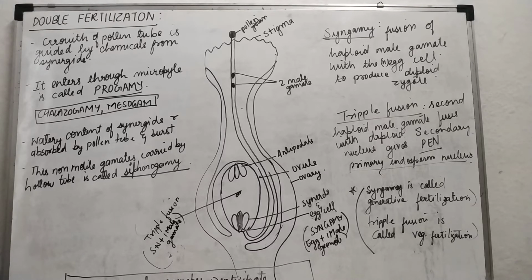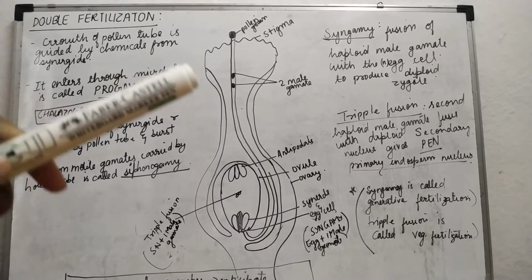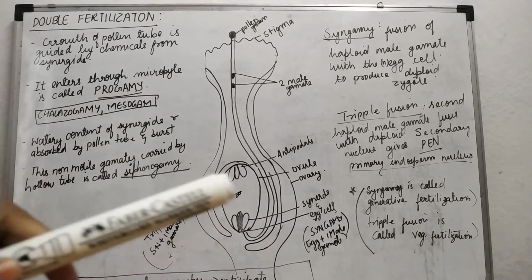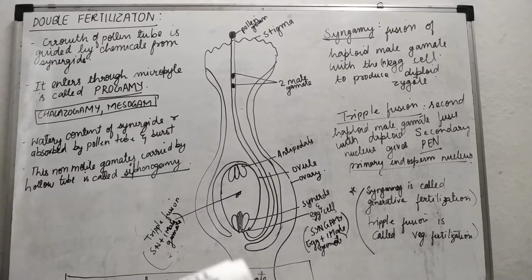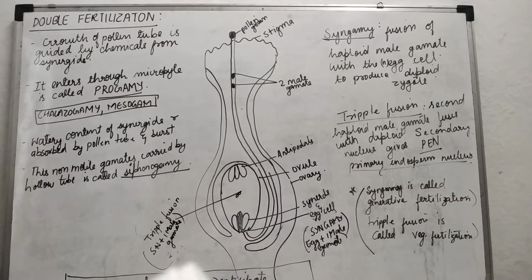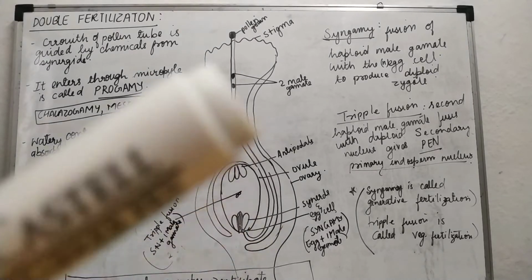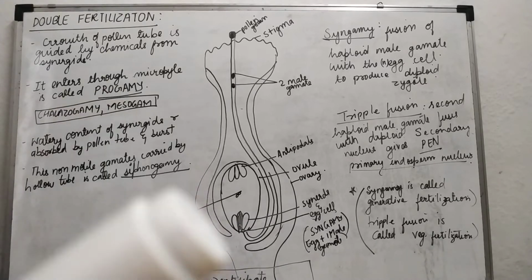Now one more important thing to remember is that syngamy is generative fertilization. Why is it called generative fertilization? Because one male gamete fuses with the egg cell and this egg cell gives us the plant. The male fertilization part is here in the egg cell. It forms the diploid zygote. So the zygote is formed due to the egg cell, due to syngamy.